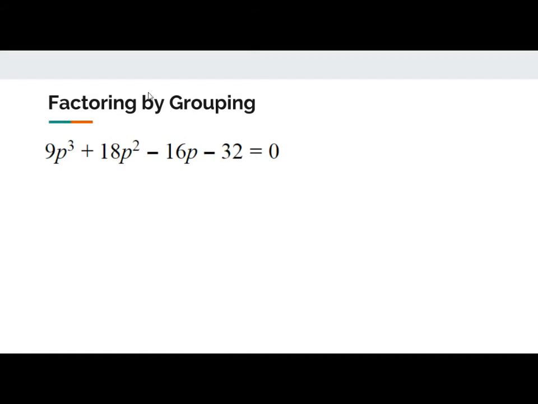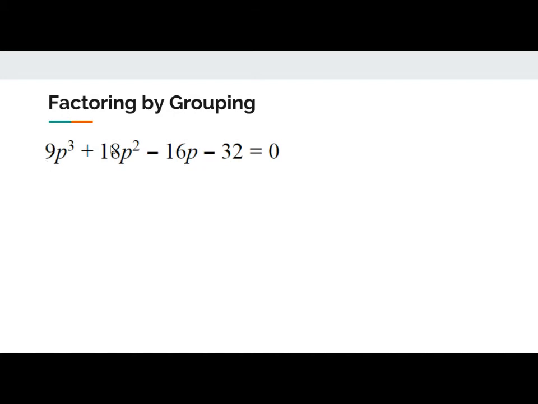And here's how factoring by grouping works. What we're going to do is ignore the second half of this cubic equation. We're going to ignore the 16, 32, and 0. We're just going to concentrate on the first two terms, 9p cubed plus 18p squared. And we're going to ask, what can I factor out of the first two terms?